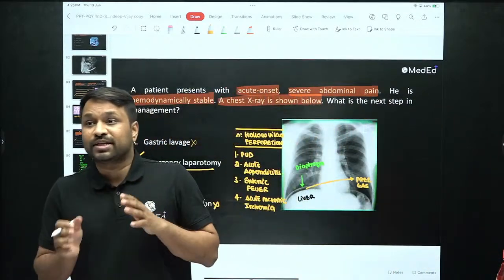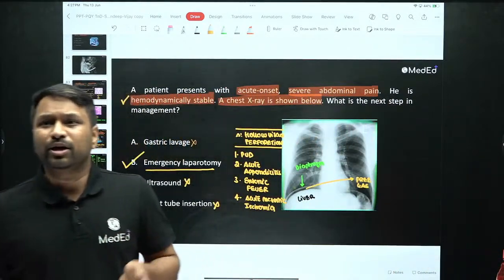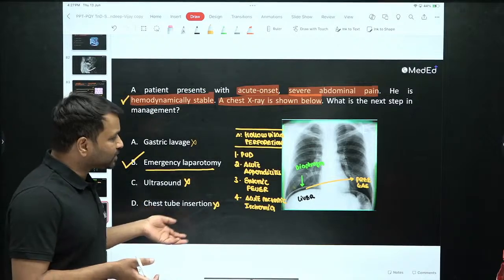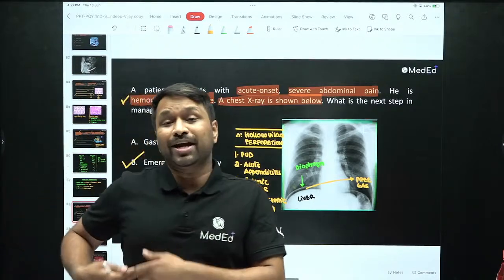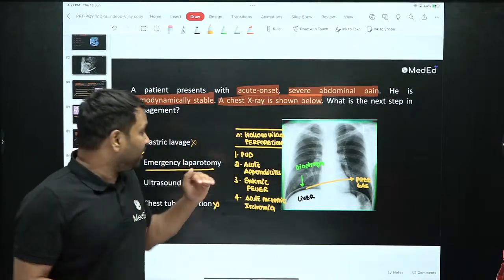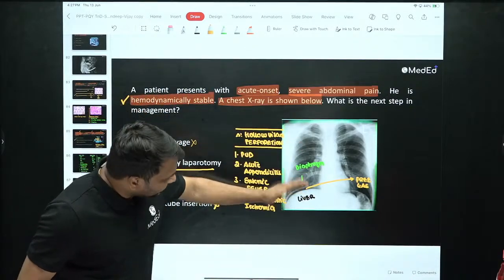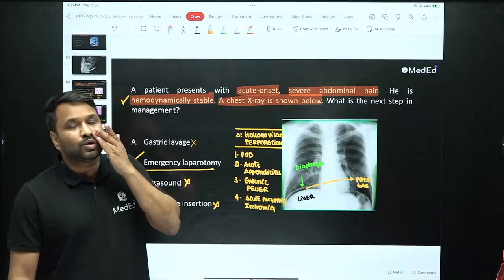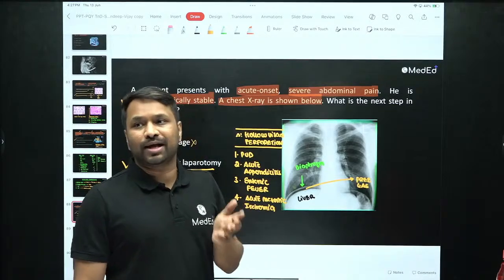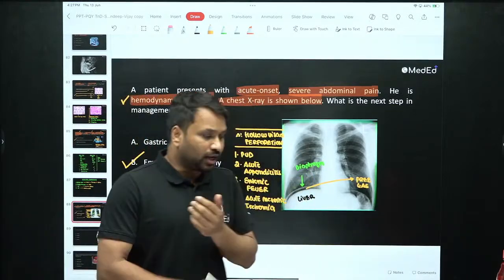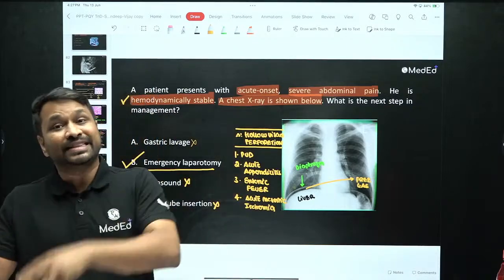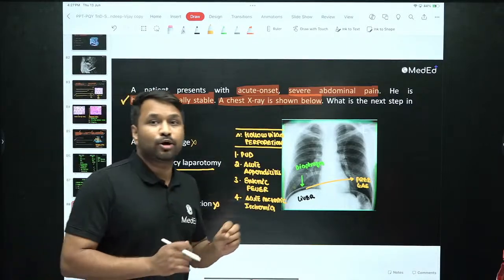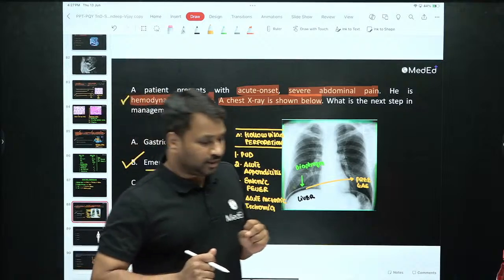Now, if there was an option of IV fluids, I don't need to put a chest tube. Why would you put a chest tube? A chest tube is put if there is a pneumothorax or a pyothorax or a hemothorax. Here, the lung is absolutely fine. The air is under the diaphragm, right? So there is no need to put a tube in the chest, not at all. So if the option was there as IV fluids, resuscitate and then take the patient for laparotomy, that would have been a better answer. Clear? Chal.